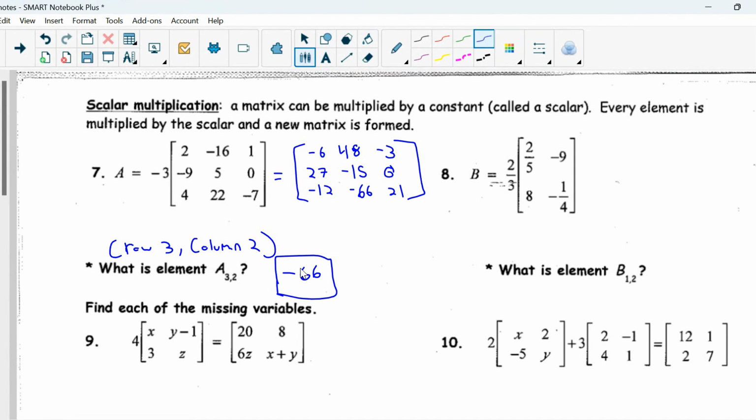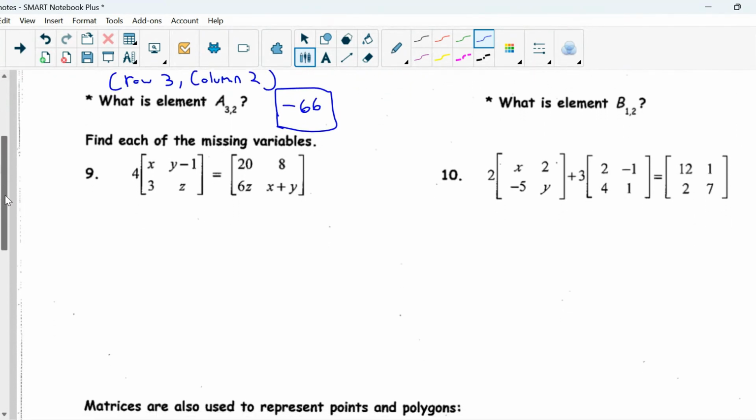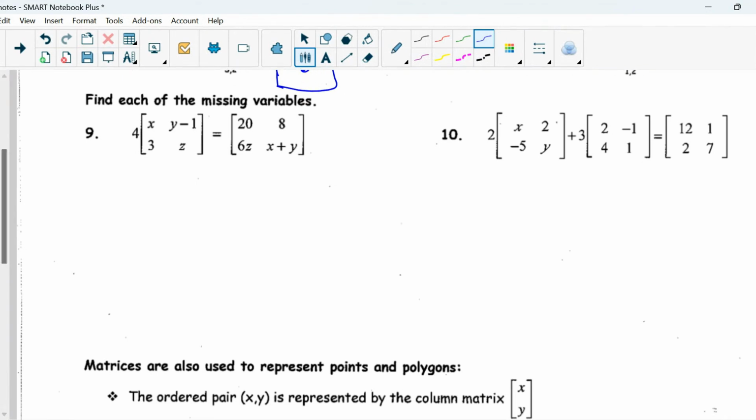All right. Hopefully, scalar multiplication makes sense. Please make sure to ask questions in class if you have them. So, in our next section here, we need to find each of our missing variables. So we have scalar multiplication here equals another matrix. They have the same dimensions, so we should be good to go.